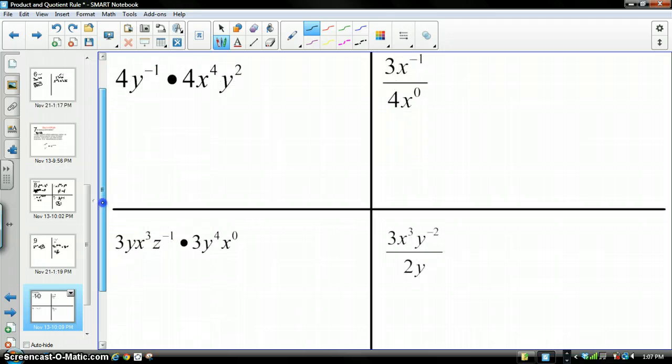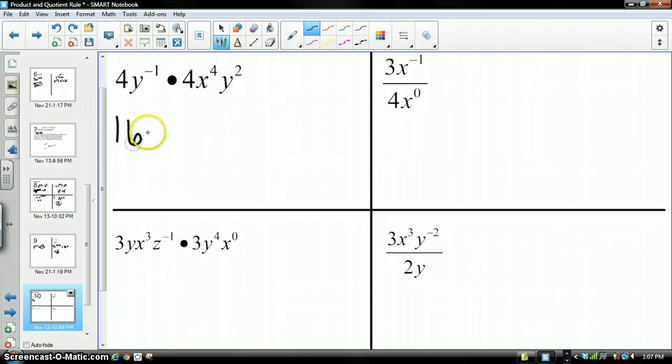Alright, so here's some more examples. So once again, we want to multiply our coefficients together. Now I'm going to take care of the y's first because I see them first. So we have negative 1 plus 2 because this is the product rule. Negative 1 plus 2 is 1. And then we are left with x to the 4th because there is no other x's.